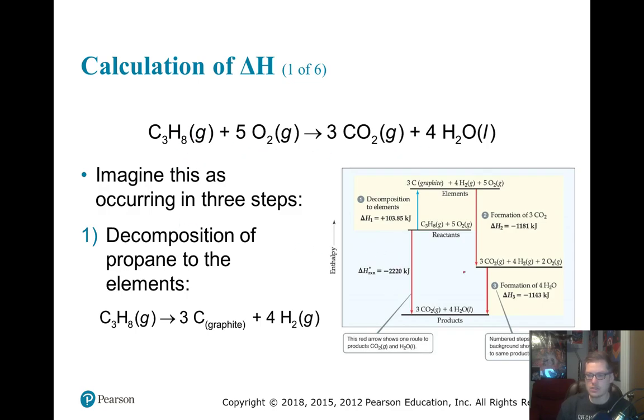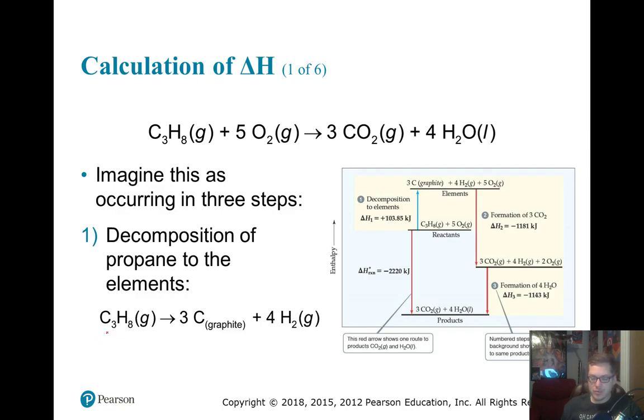Okay, so imagine that this is going on. Instead of it just combusting, we're going to imagine that this occurred in 3 steps. And remember, Hess's Law says that if we can break up our reaction into individual steps, we can add up the delta H for each of those individual steps, and we can get an idea of what the delta H is for the overall reaction simply by adding them up. Okay, so let's do the same idea, but instead we're going to use enthalpies of formation.